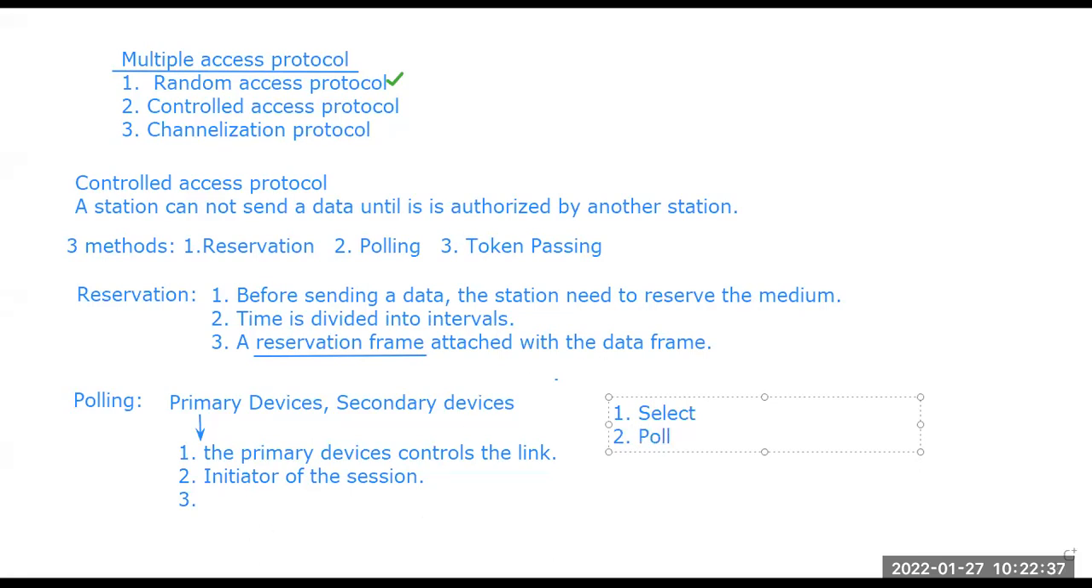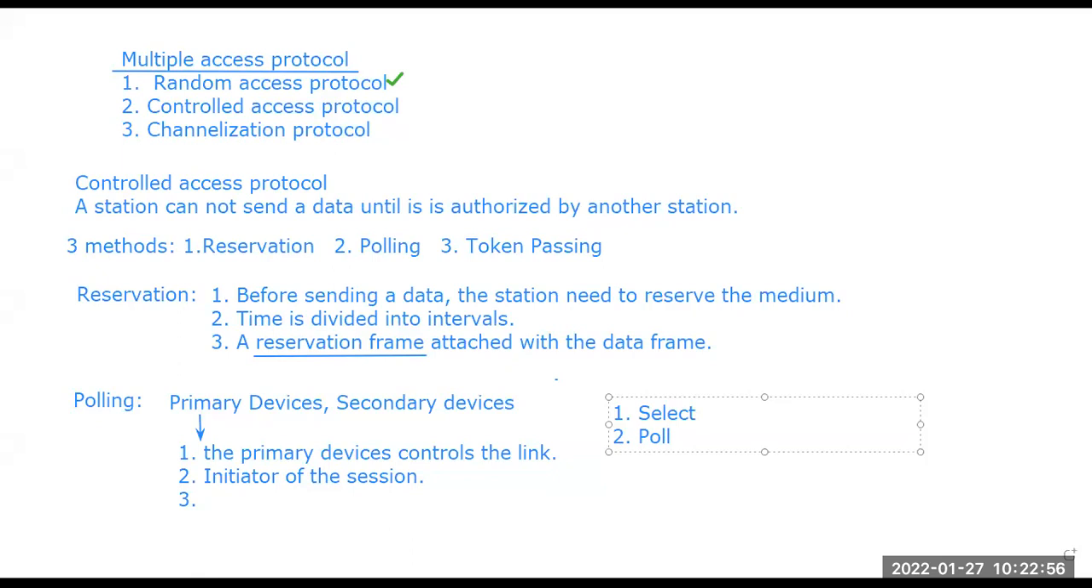So these two sub processes, select and poll, help to avoid and prevent any type of collisions. So what is the role of this select and what is the role of this poll process? First, let's talk about the select process.